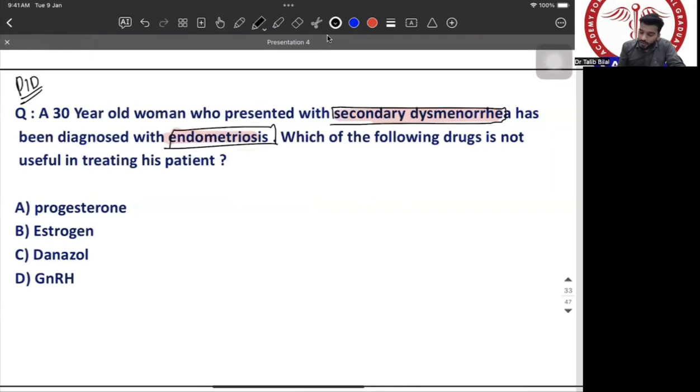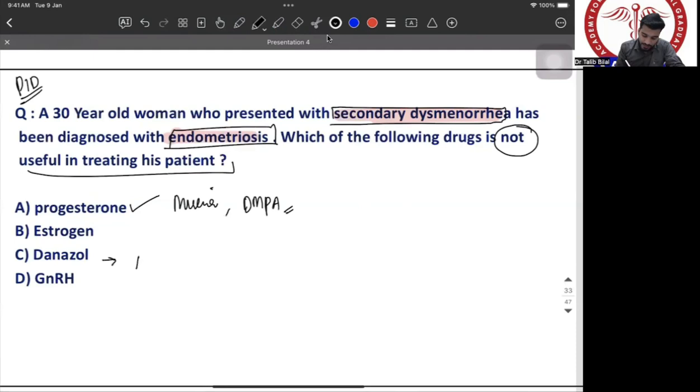Now, which of the following drugs is not useful in this treatment? My dear students, we have already discussed the drugs. What are the drugs that we use? We use OCPs, GnRH analogs, progesterone, Mirena or DMPA, or danazol having an anti-estrogenic action. Progesterone, yes sir, we use in the form of Mirena, an IUCD containing LNG, or the second one is DMPA, depot medroxyprogesterone acetate. Danazol, yes sir, we use, having an anti-estrogenic action. GnRH analogs, yes, we use, like nafarelin and buserelin.